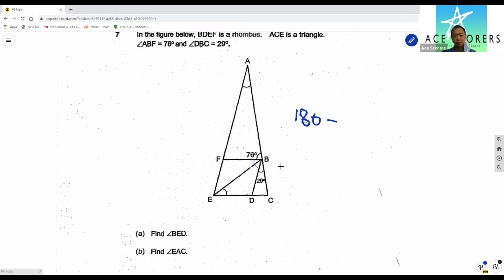75. Because 180 minus 76 minus 29, yeah, I get 75. Then I take 75 divided by 2. Why do I need to take 75 divided by 2? Because it's a rhombus, so you can halve it, yeah? So this one, BD, is 37.5, right, when you divide it by 2.